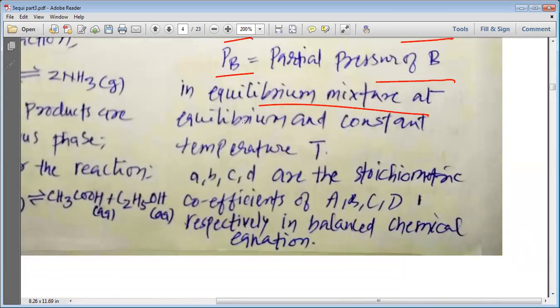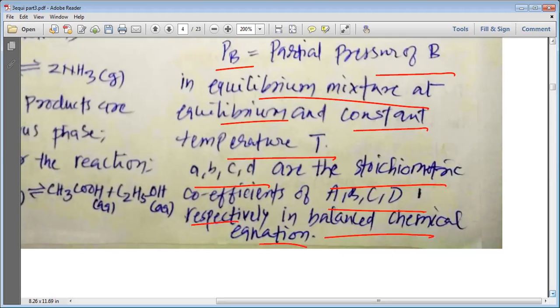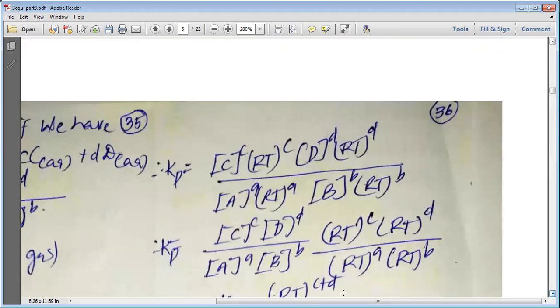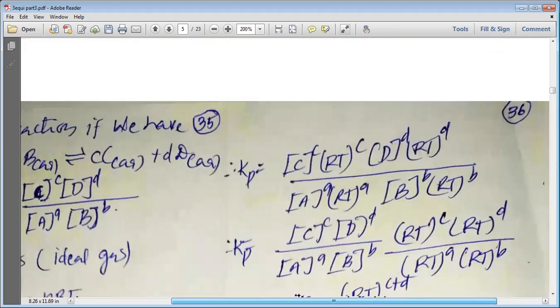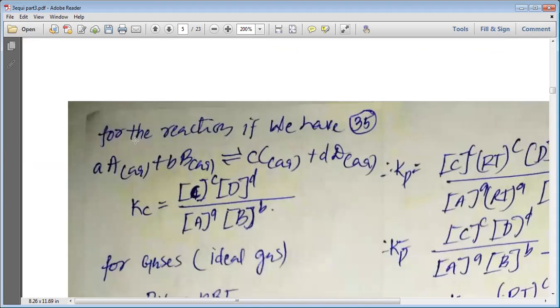In an equilibrium mixture, at equilibrium and constant temperature, a, b, c, d are the stoichiometric coefficients of capital A, capital B, capital C, and capital D respectively in the balanced chemical equation. So this is how, my dear students, we understand the equilibrium constant for gases, which is known as Kp.